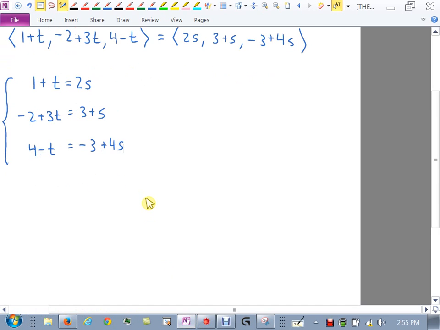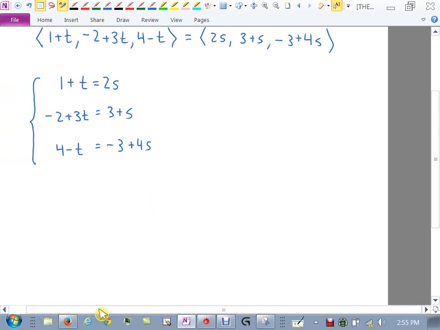I've decided, yes, I'm going to work through the rest of this. Remember, what we're trying to do is find a t and an s, if it's even possible, that would satisfy all 3 equations at one time. One way we could do this is to solve the first equation for t. I'm going to choose substitution instead of elimination. Solving for t, we get t is equal to 2s minus 1.